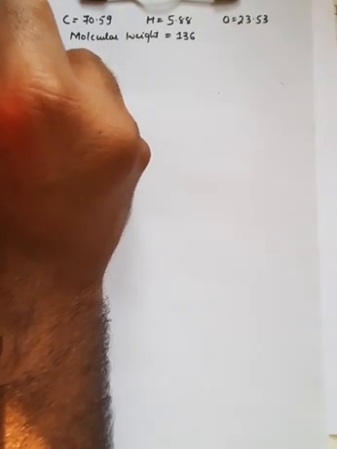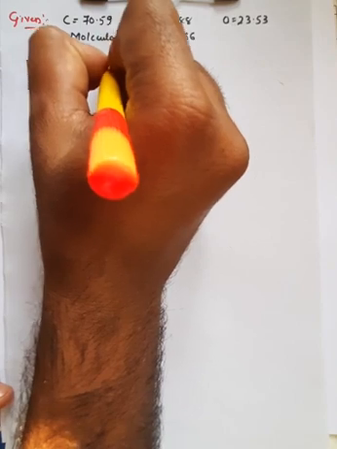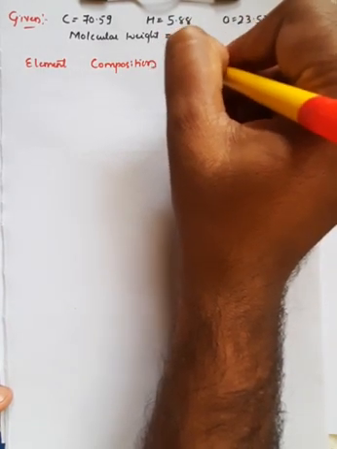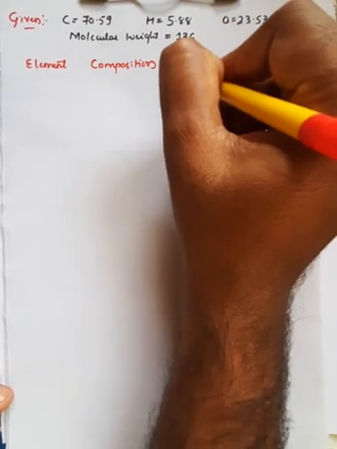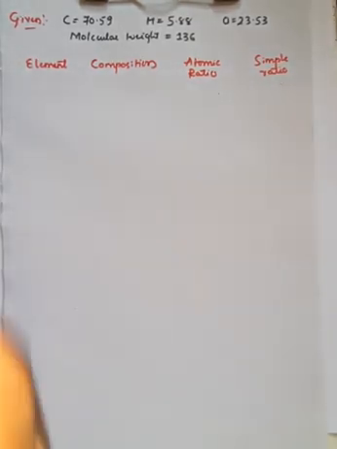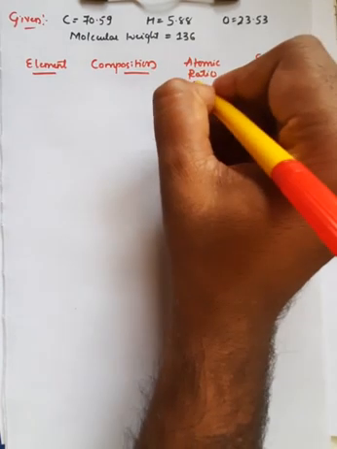So to solve this problem, the simplest way is first to make 4 columns. In the first column I will take the element, whatever elements they have given, and in the second column I will make the composition. They have given the fixed composition for the given substances, and we can also go for the atomic ratio. The atomic value of the given substances can be calculated in terms of a ratio, that is known as the atomic ratio. And the last one is the simple ratio, right? So there are 4 columns. One is element, second is composition, third is atomic ratio, fourth is simple ratio, right?